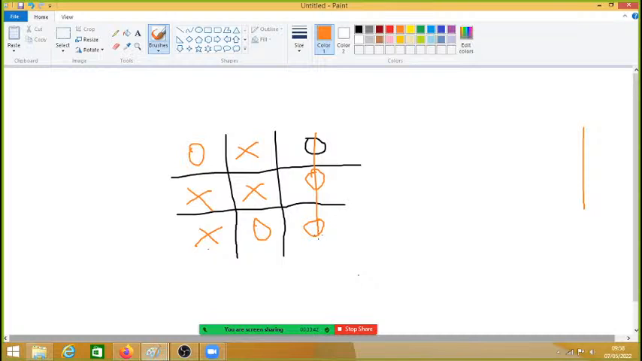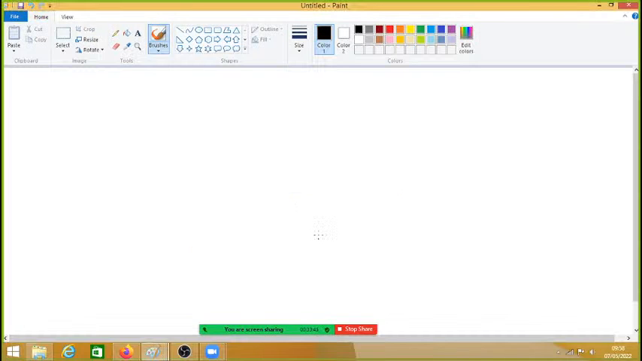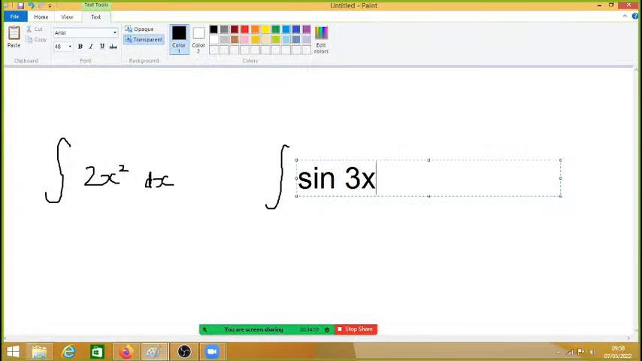Inshallah, integration will be just as easy, but you just have to follow the steps. So we'll start with a quick warm-up just to make sure that you're okay with the basic ones. So just try these three. Integrate 2x squared dx. dx just means with respect to x. And then if you're a bit more confident, try the next one as well. Integrate sine of 3x.